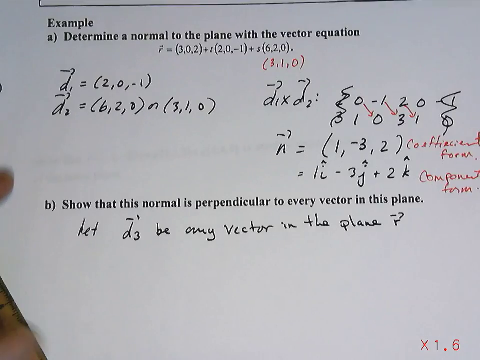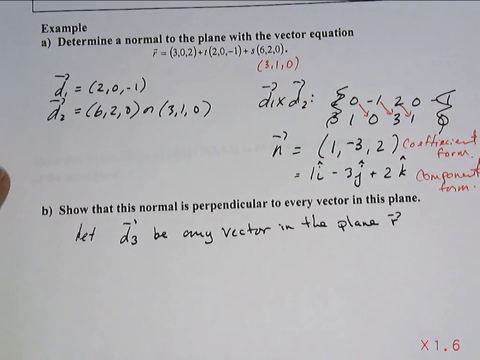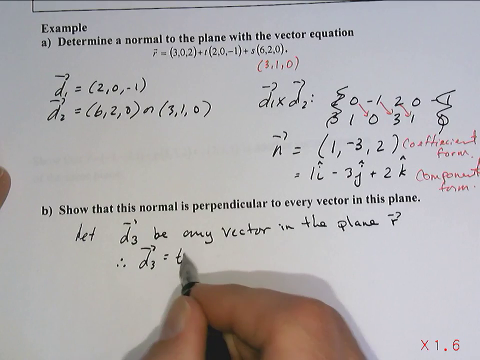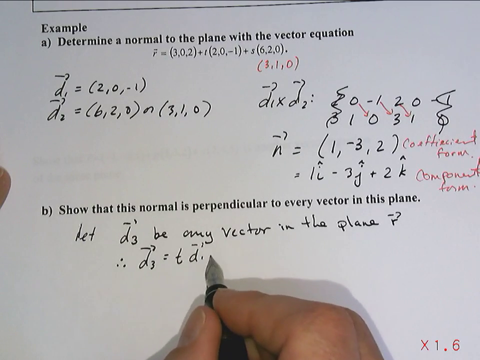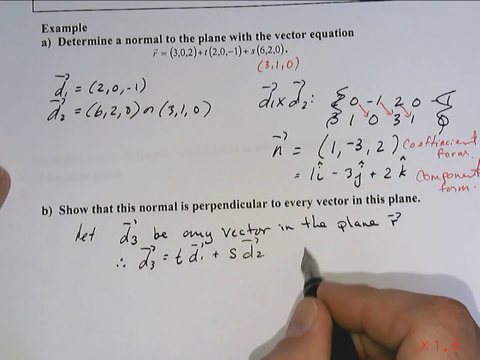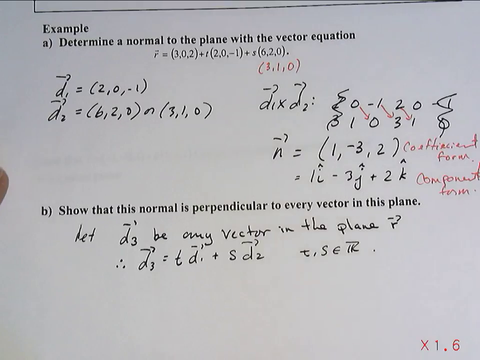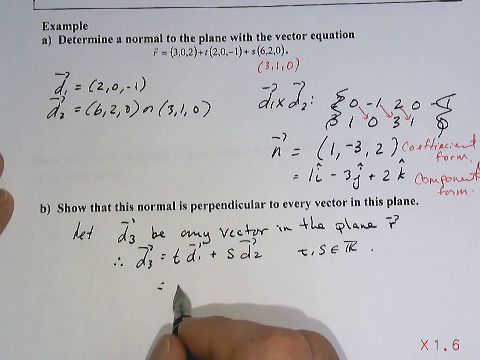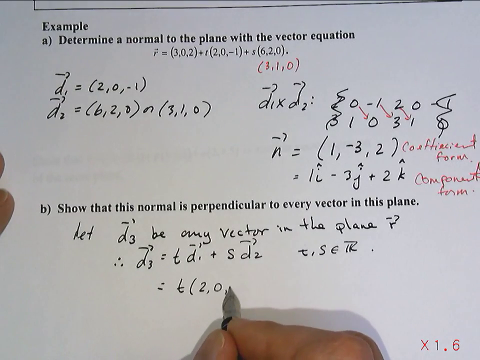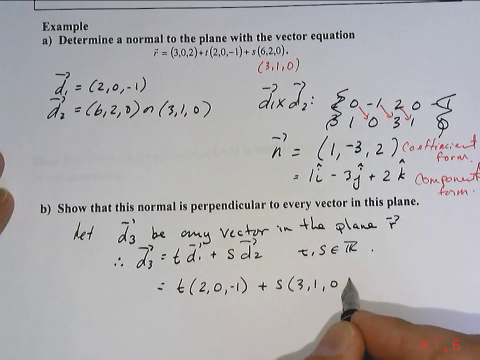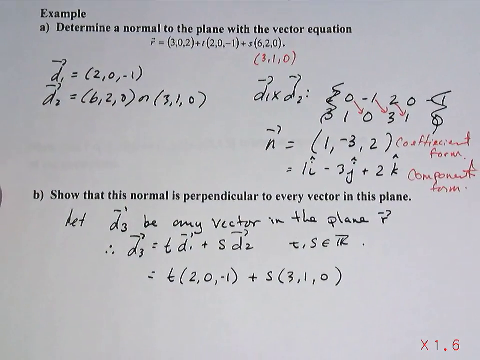So let's bring that over to our proof. And so what we have here is, therefore, D3 equals T D1 plus S D2, where T and S are scalar multiples. Okay, so what that's going to give me is T(2, 0, -1) plus S(3, 1, 0). And I'm using the reduced form of that direction vector again. And so that's going to be D3.